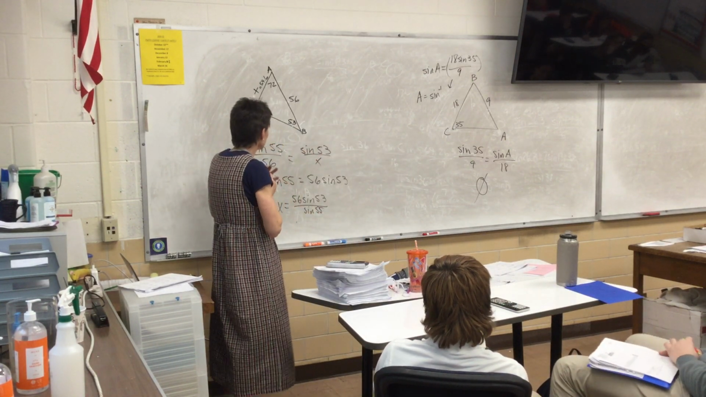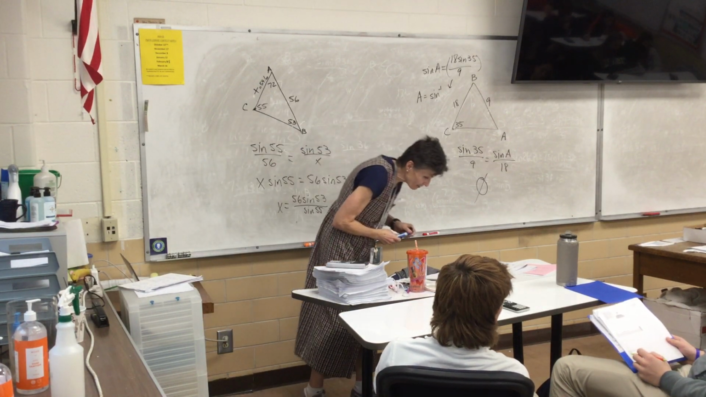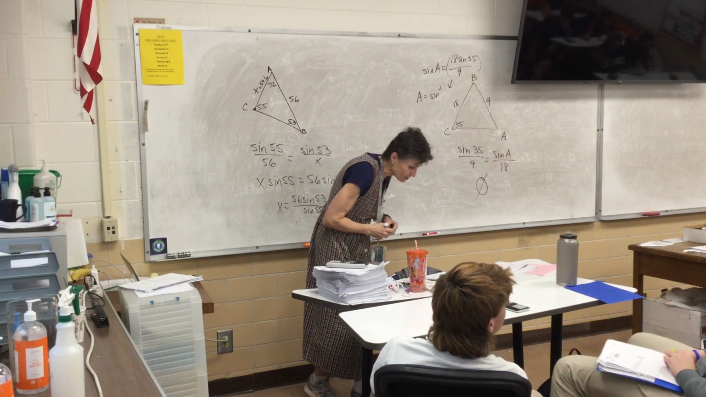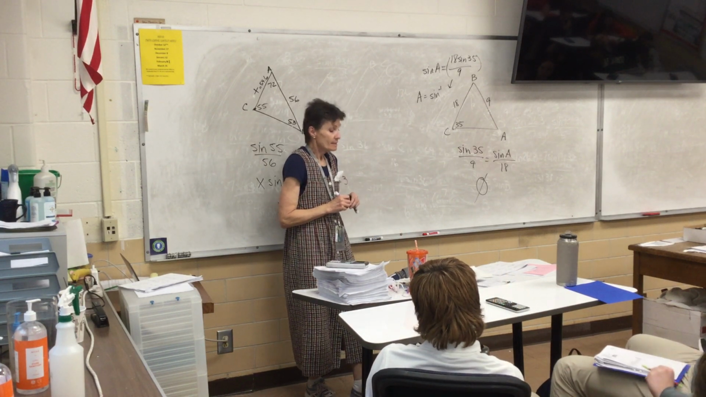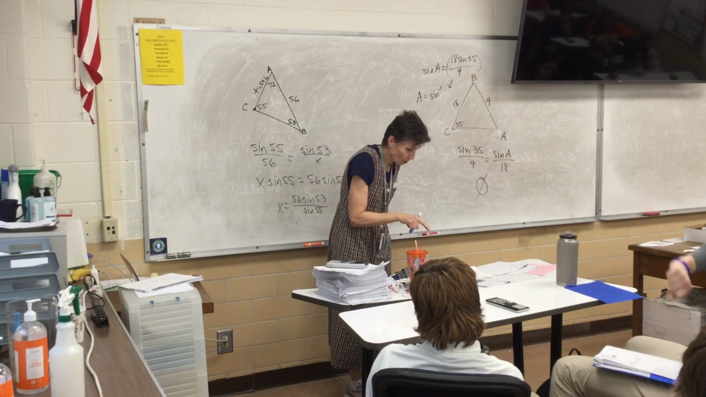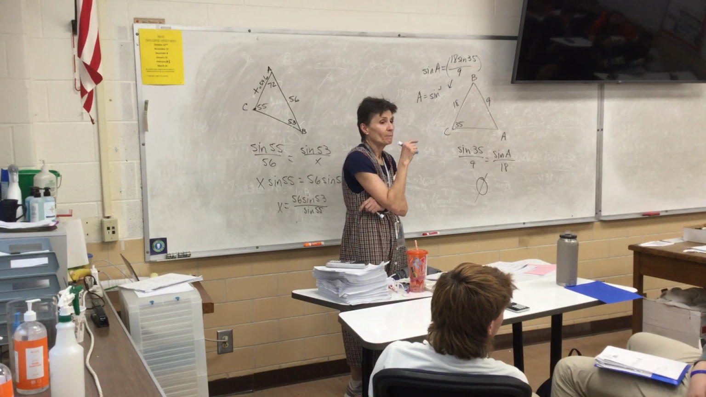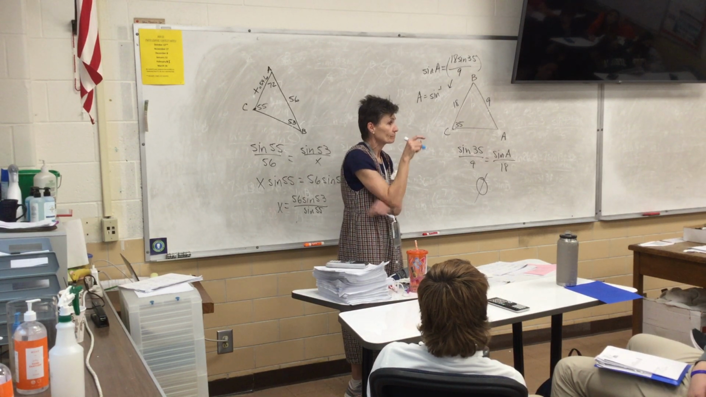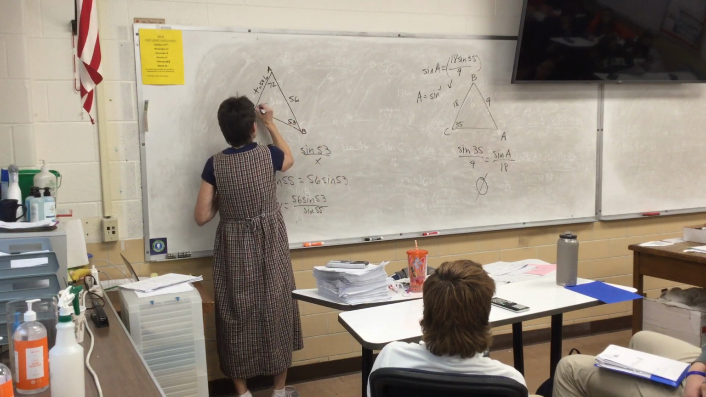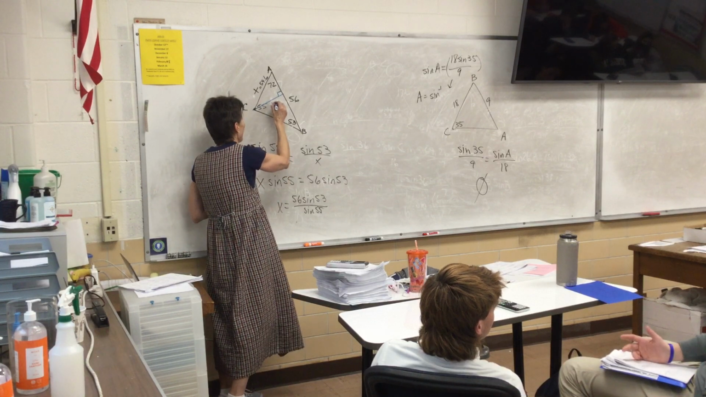Now, the second part of the problem says, find the distance between the two canyon rims. Now, I want you to look at the picture drawn on the paper. Would you agree that that distance would be the perpendicular from point C to the other side? So I need to find this distance right here. I'll call that Y.